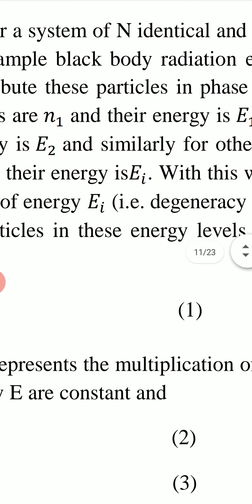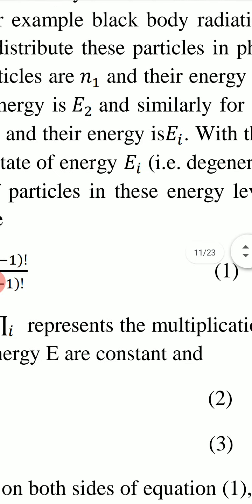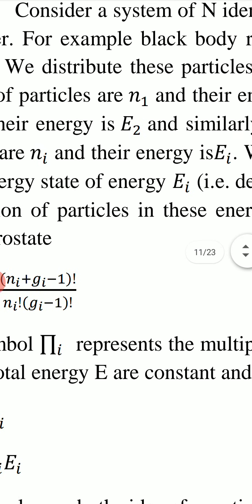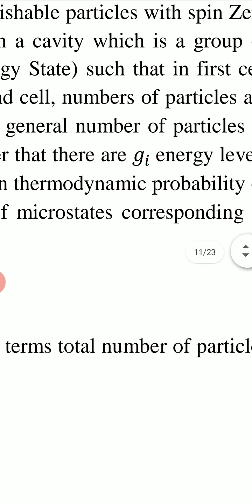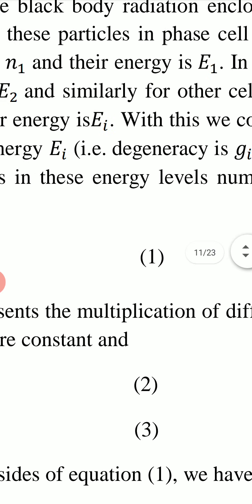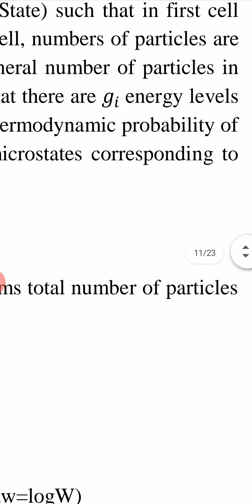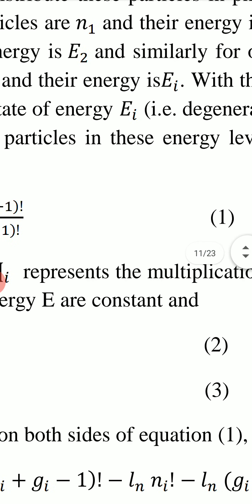We distribute these particles in phase cells, energy states, such that total number of particles are capital N, and we distribute these capital N particles in such a way that in first cell number of particles are N1 and their energy is E1. In second cell number of particles are N2 and their energy is E2, and so on, and similarly for other cells. In general, number of particles in ith cell are Ni and their energy is Ei.